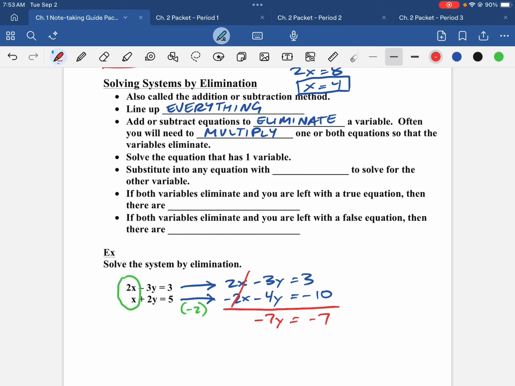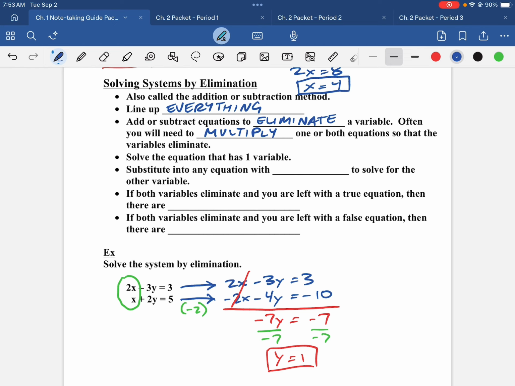So now I have this new equation that only has one variable, and I can solve this pretty quickly. y would equal 1. Okay. And now I've got one of the variables, and I finish the problem with substitution.